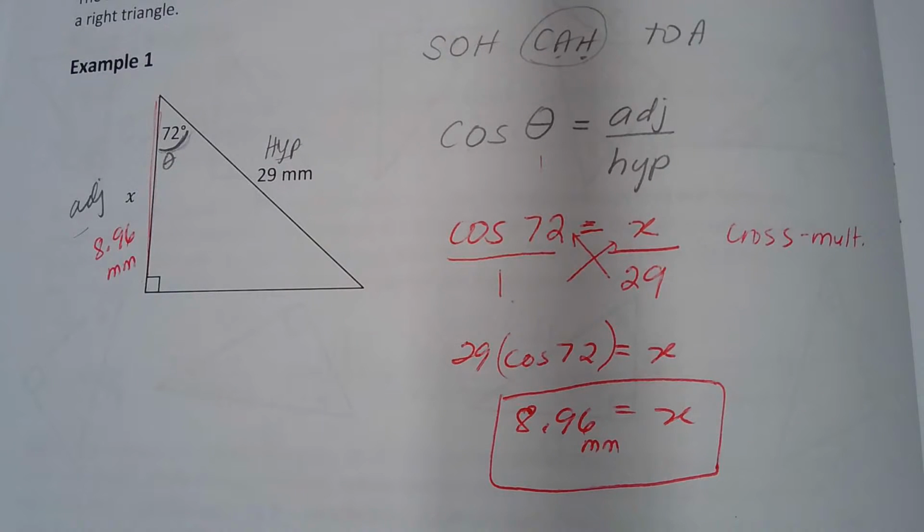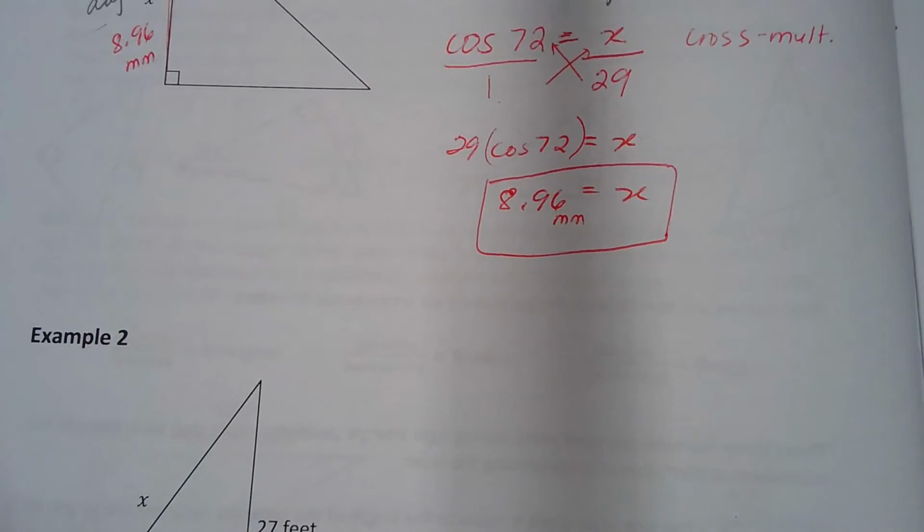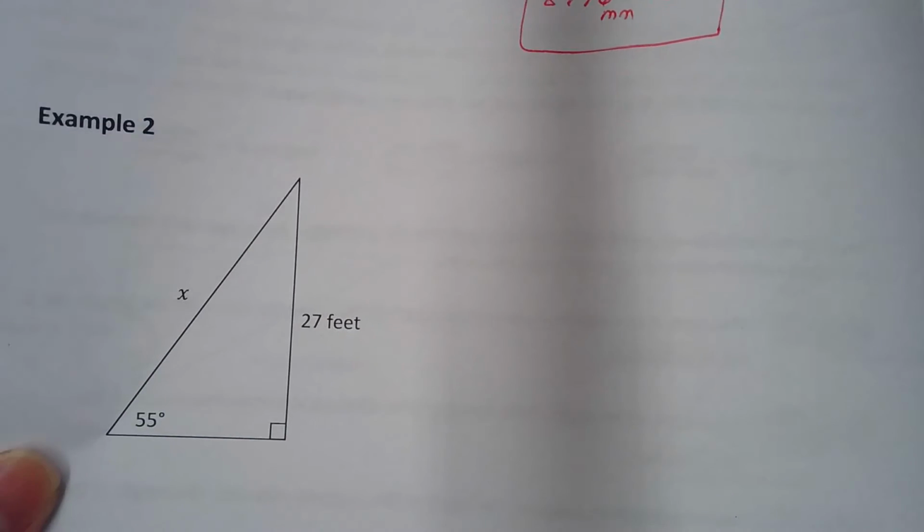So this is my hypotenuse, and my hypotenuse is 29 millimeters. This better be less than 29, and it is. The hypotenuse should be the longest side, always opposite the 90 degrees. Okay, is that good? Take a look at example number 2.